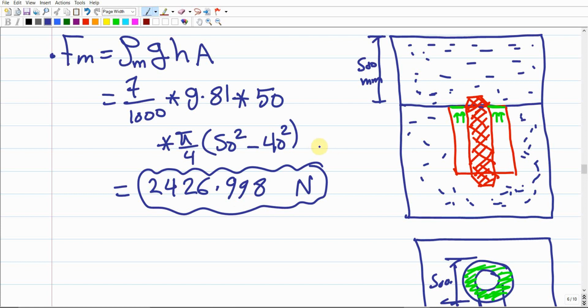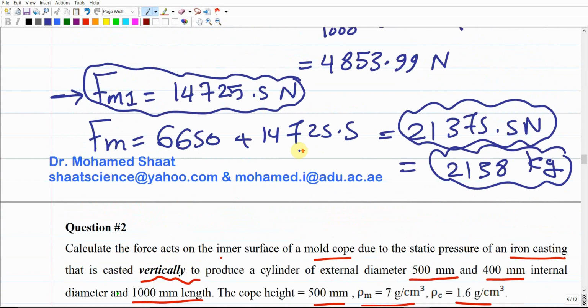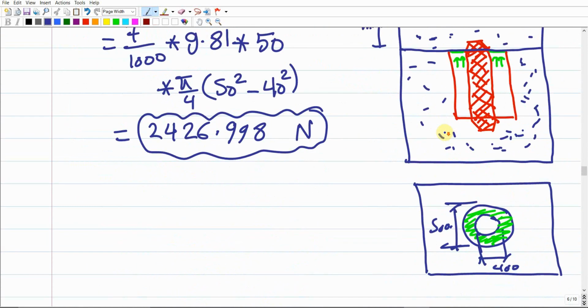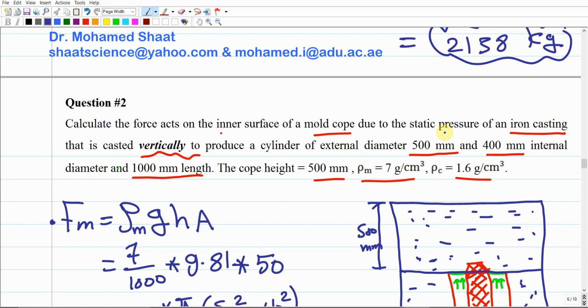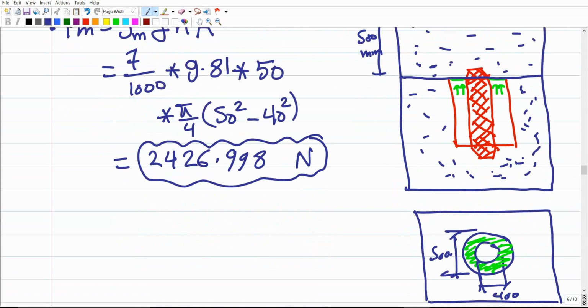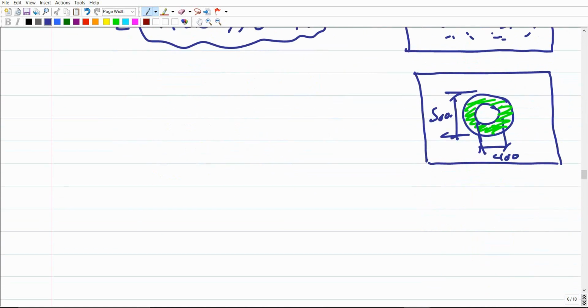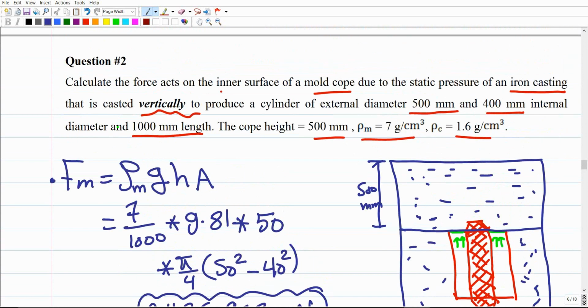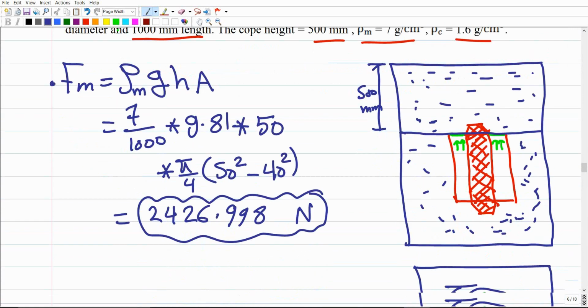So as you can see, the buoyancy force here is much smaller than the buoyancy force in this case. Here it is 21,000, but here it is just 2,400 Newton. So there is a big difference in the buoyancy force between casting the product vertically or horizontally. Again, here the core doesn't work. There is no pushing over the core. There is no subtraction of half of the casting, because the casting will be completely located in the drag. And this is for the second question here on the buoyancy force.